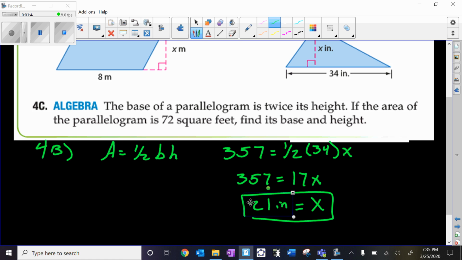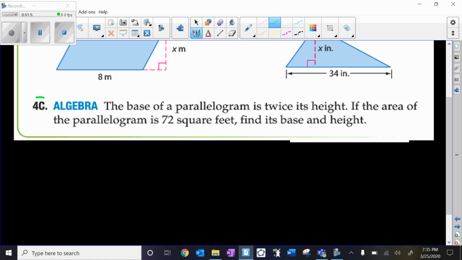Okay, I'm going to erase all of this so that way we can do 4c and I can keep all these words in here. So there it goes. We're going to look at 4c now. The base of a parallelogram is twice its height. If the area of the parallelogram is 72 square feet, find both its base and its height.